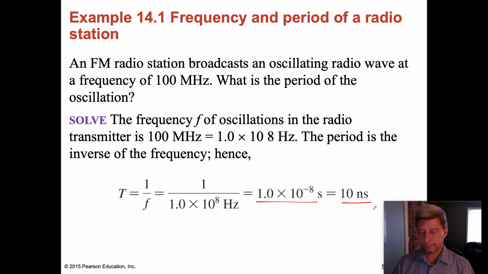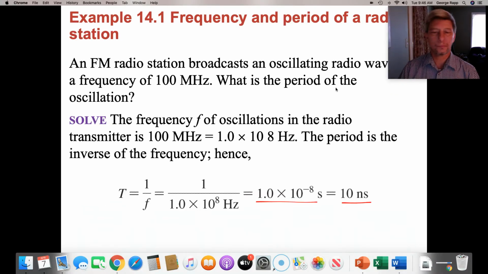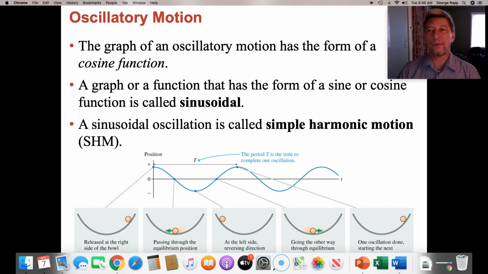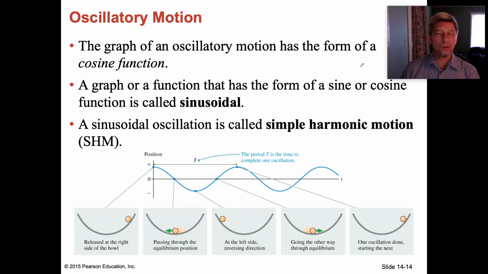Now, when you examine oscillatory motion, when you go to graph this, you'll find that it takes the form of a cosine function. We'll start with our marble in the bowl example here. If we start on the right-hand side, so we've got a positive position, the equilibrium point, of course, is right in the middle of the bowl. So the right side is going to be the positive position, which you can see at the top of the graph, and the left side will be the negative position, which you can see at the bottom of the graph. So the initial starting point is here.